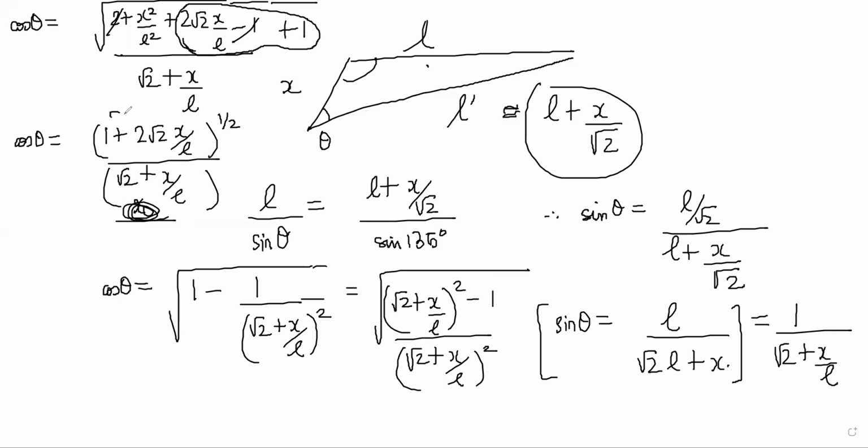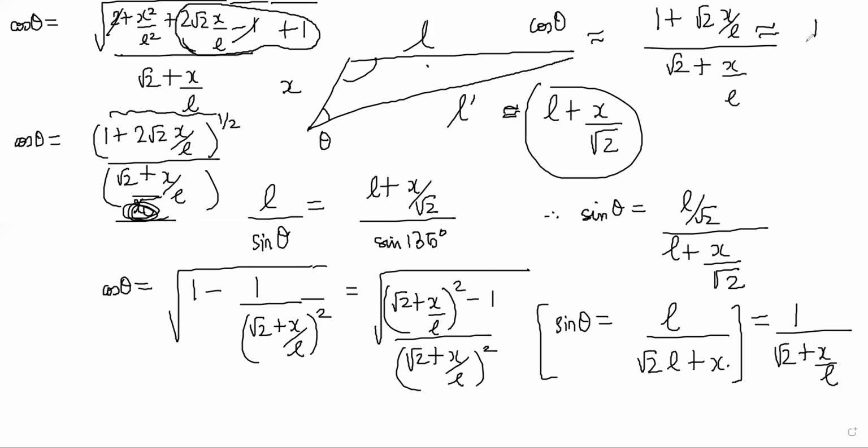Now you will see that this is almost the same as this, I think, 1 plus 1 by 2 into this. No, it's not the same, but okay. It is coming as 1 plus root 2 x by L by root 2 plus x by L, right? Approximately, this is my cos theta. So it is almost the same as 1 by root 2 approximately, because 1 and this part will be small, and root 2 and this part will be small.